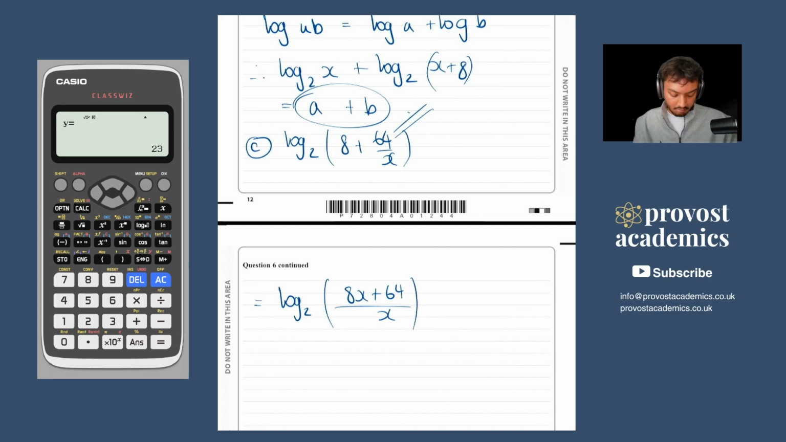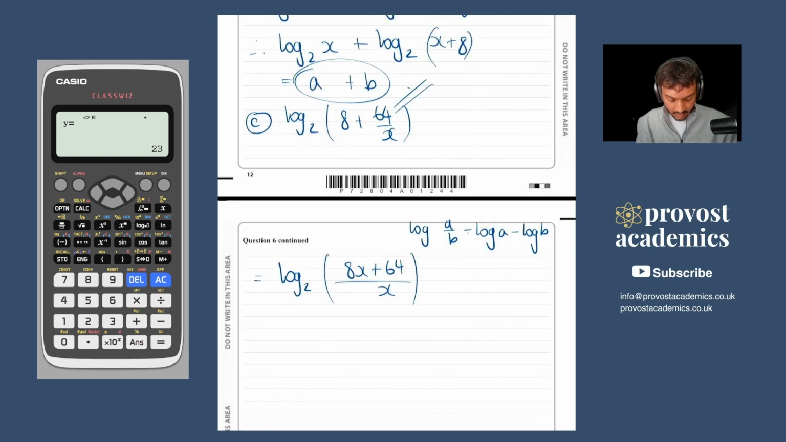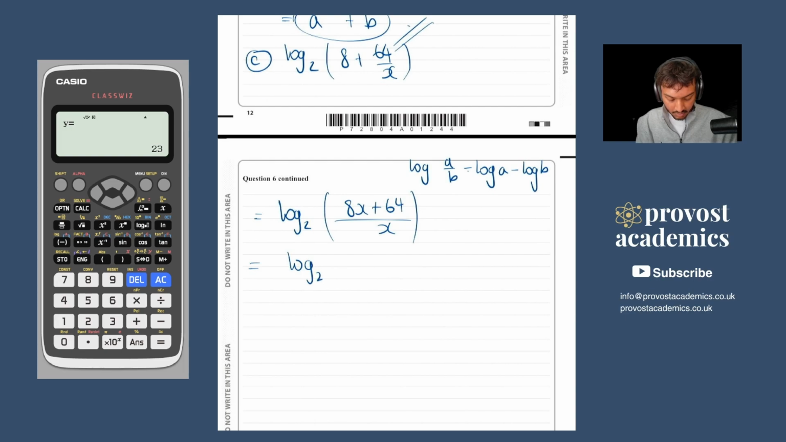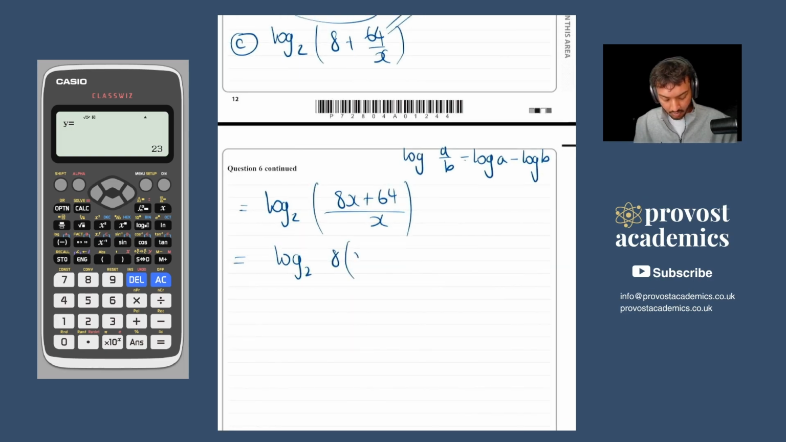And now it kind of works out, because now I can use the rule for division, which is equal to taking away. Okay, so log of a over b is the same as log of a take away log of b. So log base 2 of 8. I'm going to take 8 out again. I want to try to exploit what we've done earlier, minus log base 2 of x.